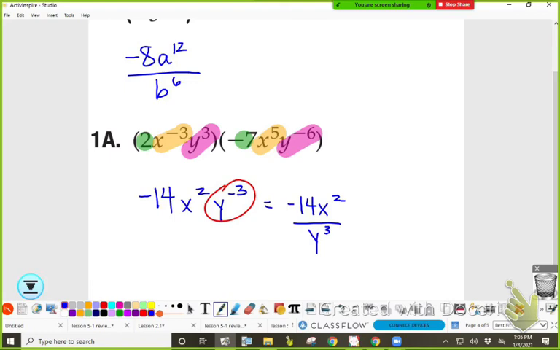Now, a common mistake that we see often is that people want to move that negative 14 to the denominator because it's a negative. You only move negative exponents. That negative 14 is just a number. You just leave it there. It's just a regular integer. It's not an exponent. So your answer is negative 14 x squared over y to the 3rd. Any questions about that? Okay, flip your note packet over. We have 3 more problems and then we'll call it good.